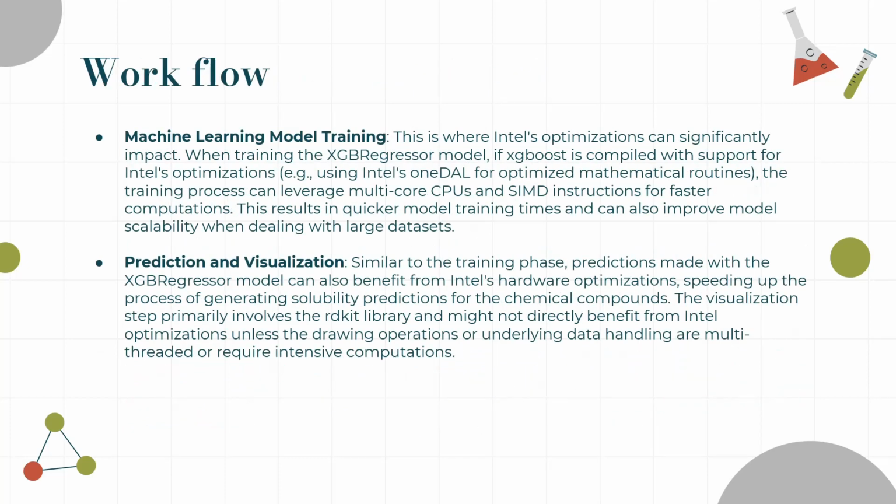So in terms of the workflow for machine learning training, this is where Intel's optimization can significantly impact when training the XGBRegressor model itself. If XGBoost is compiled with support for Intel optimization, which we have already done, the training process can leverage multi-core CPUs and SIMD instructions for faster computation, resulting in quicker model training times, and can improve model scalability in dealing with large data sets. Prediction and visualization: similarly to the training phase, prediction made with the XGBRegressor model can also benefit from Intel's hardware optimization. We'll just see it in action.